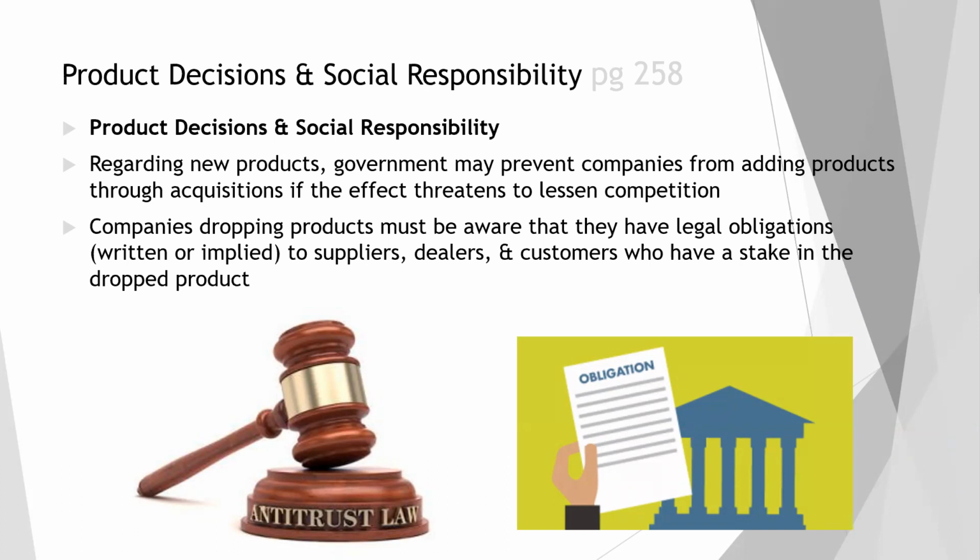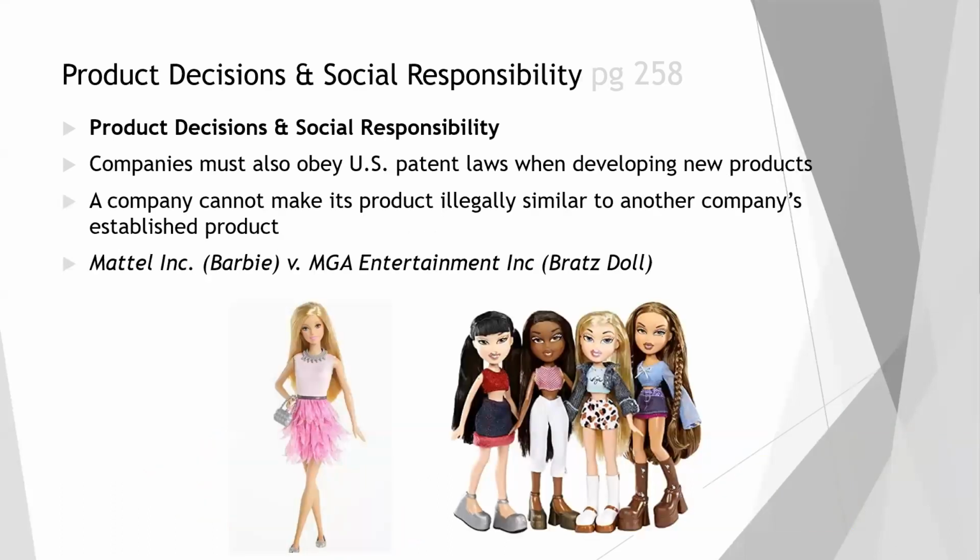So companies dropping products must be aware that they have legal obligations, whether those are explicitly written or they are implied. They have legal obligations to their suppliers, to their dealers, and even to the customers who have a stake in that dropped product. So we've got to realize that whatever we're doing, the government is going to be regulating this, and we have certain obligations that we've got to take into account when we're making these kinds of decisions. Companies must also obey U.S. patent laws when developing new products.